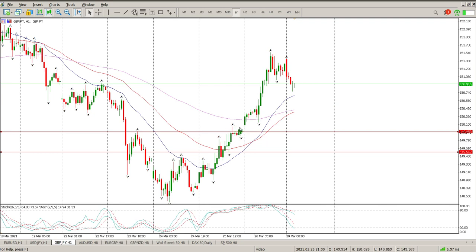So you can see this gap. This is Friday's gap, 149.953, and then we have a weekly area here of 149.542. On the hourly, it's starting to look like we need to be looking for something different, and that something different could be one of these two areas as well.